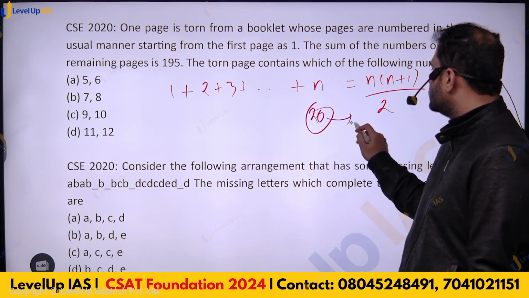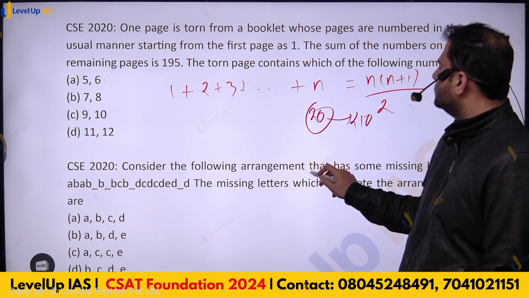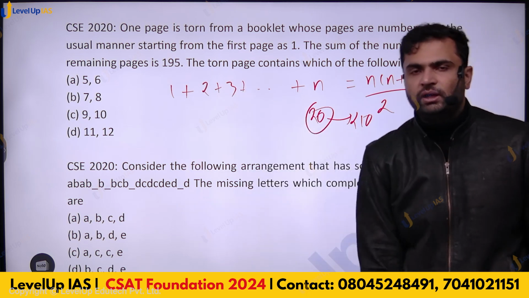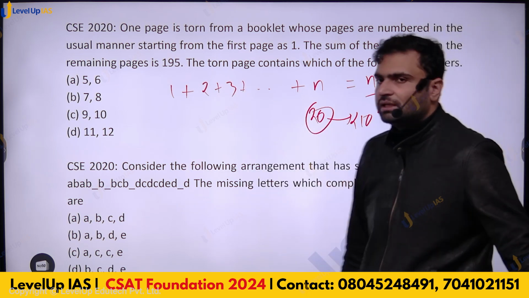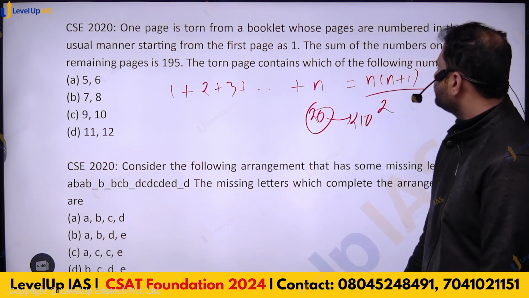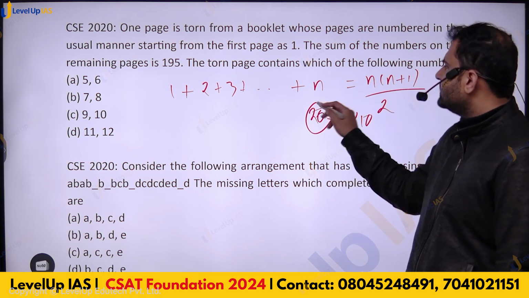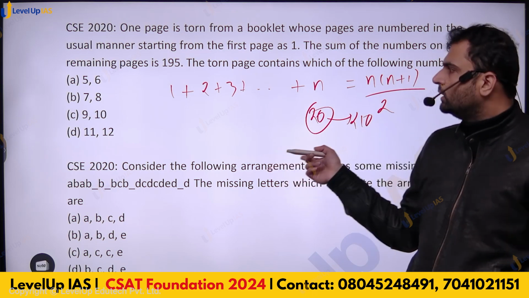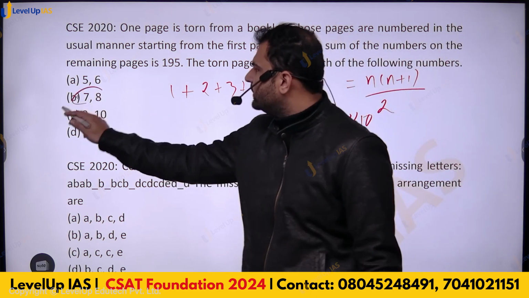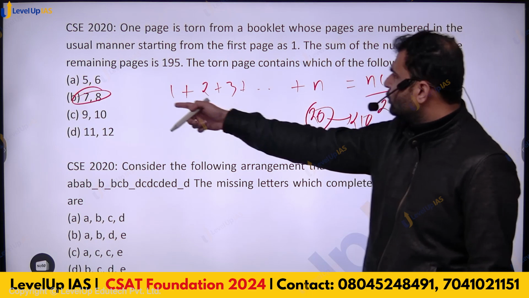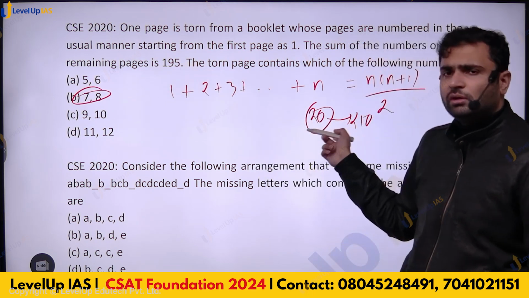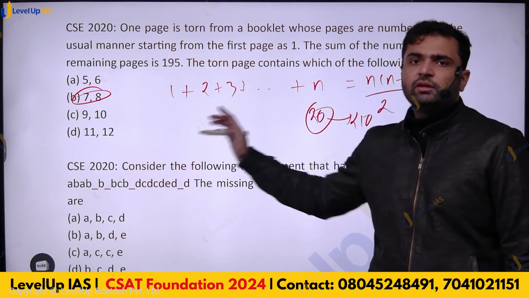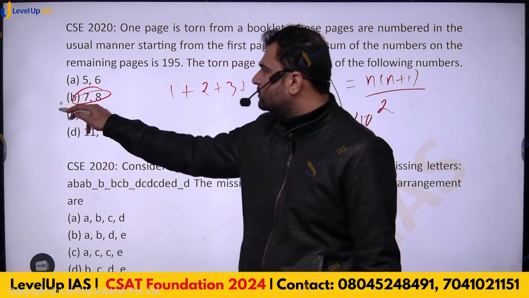20 gets us to 210. 19 will get us to 171, so that is less than 195. So if there are 20 pages in the book, the sum of the pages is 210, and if you observe, 7 plus 8 is 15, and if those pages are removed from this 210, you will get 195. So everything fits. Answer here is B.